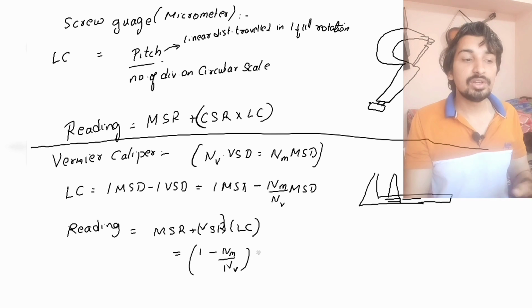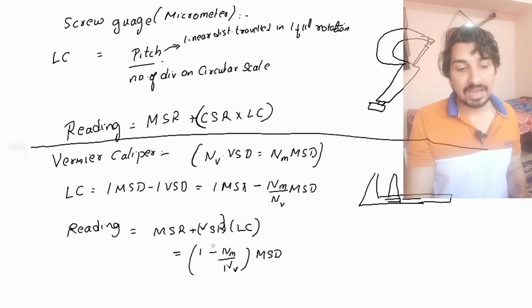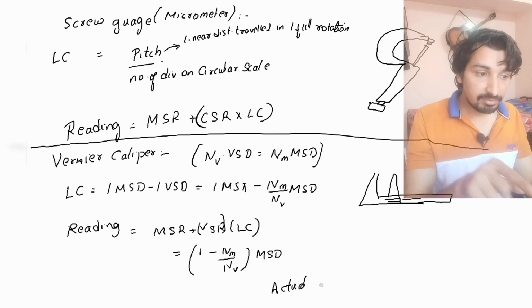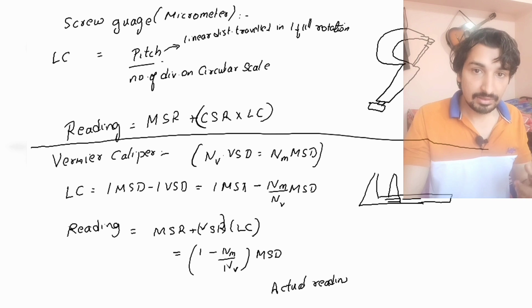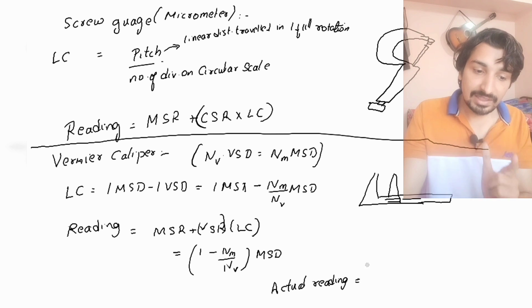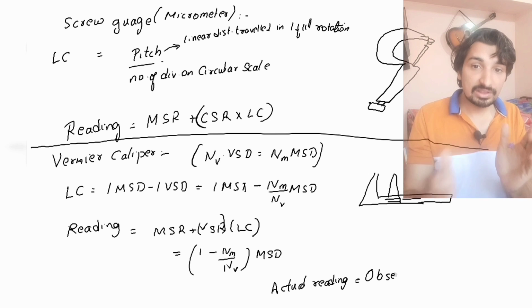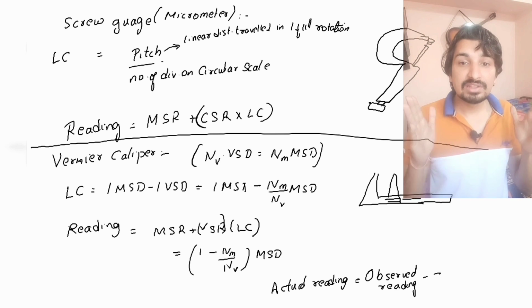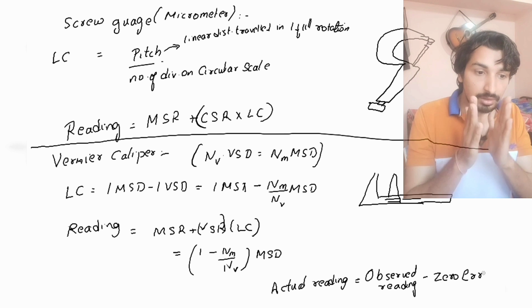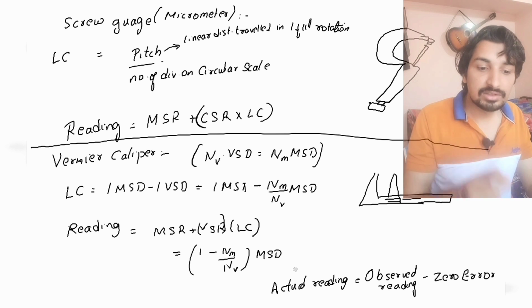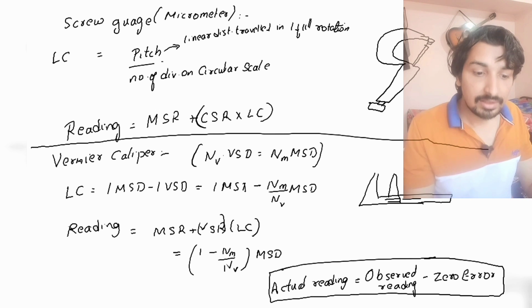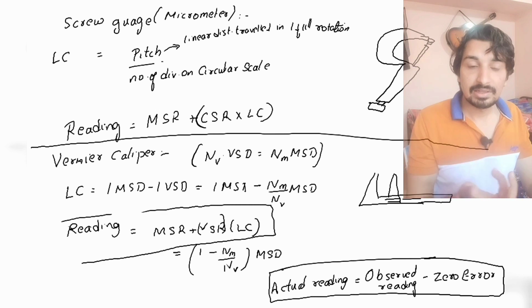And what is the actual reading? This is for both the screw gauge and the vernier caliper. The actual reading is the observed reading, whatever I have written as the formula for reading, minus the zero error. There will be some zero error without placing any object. Like in the weighing scale example, in a vernier caliper also, without placing any object, when you join both the tips, it still shows some reading. That is called zero error. You need to subtract the zero error from the observed reading. If the zero error is positive, you subtract it. If the zero error is negative, it gets added.